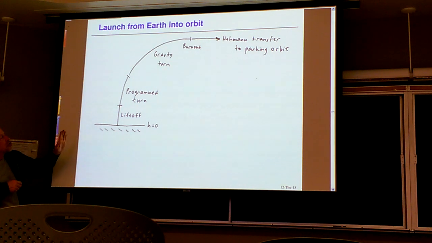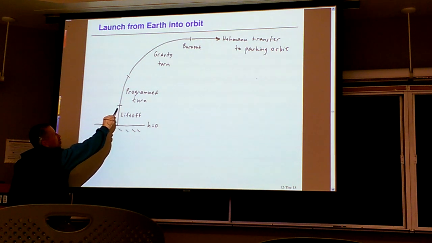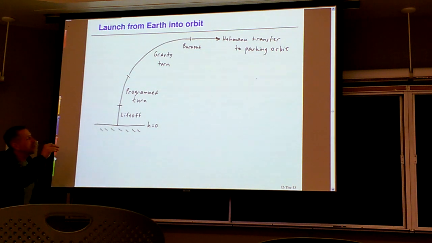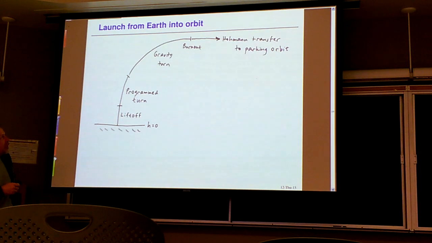then you initiate this turn, and the vehicle follows the turn, and if everything goes right, and I'll show you the differential equations that govern all that, past the initial program turn that gets you at a specified angle to vertical, past that point, there's no more degrees of freedom in your differential equations if you want to keep zero angle of attack. And I'll show you why that is and how it all works. So that's the so-called gravity turn phase.